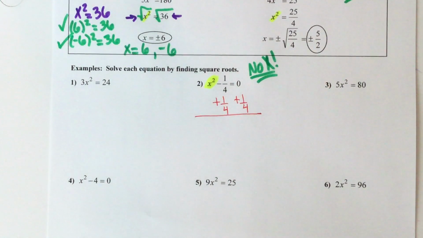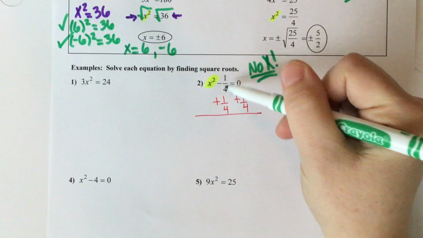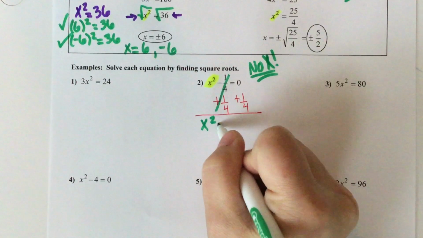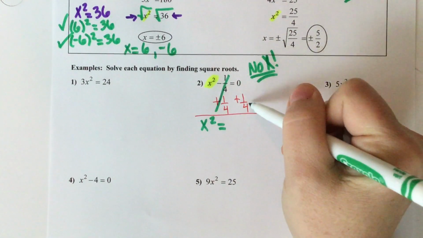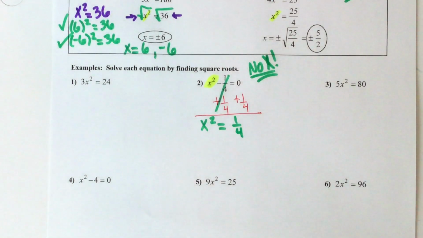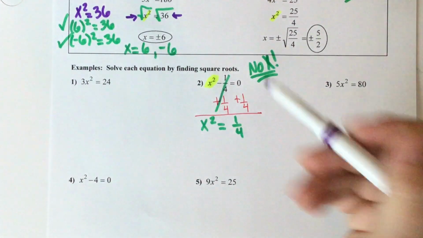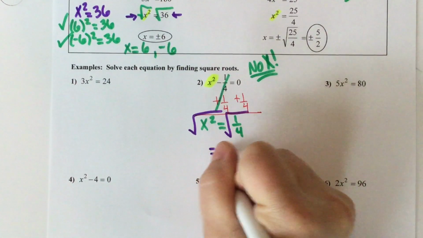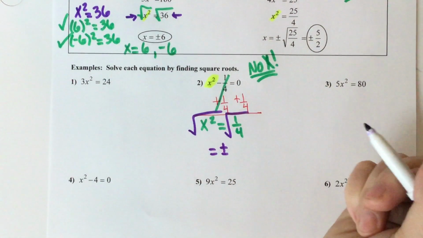To get rid of subtraction, we add. So negative 1/4 plus 1/4 zeroes out. Your x squared comes down. And then 0 plus 1/4 makes 1/4. Okay, once you're to this step, once your x squared is by itself, this is when you square root both sides and you slap down your plus minus.